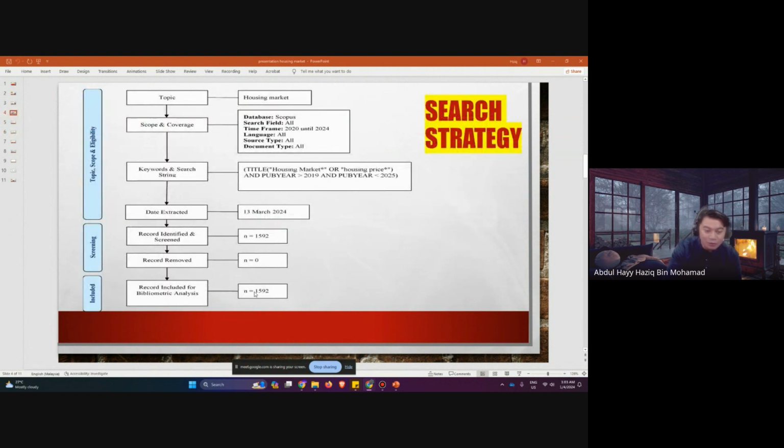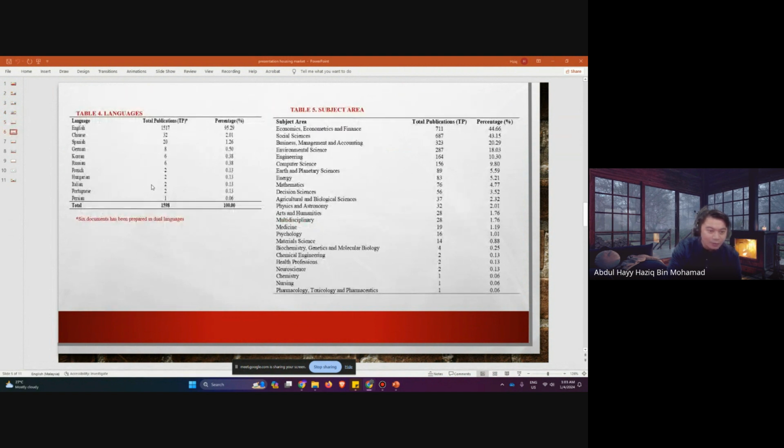This is more than the actual number we wanted, because the final number is supposed to be 1,592. So what happened here? It is because there are six documents prepared in dual languages. So that's why there are six extra documents here. Actually, it's the same document but in dual languages.